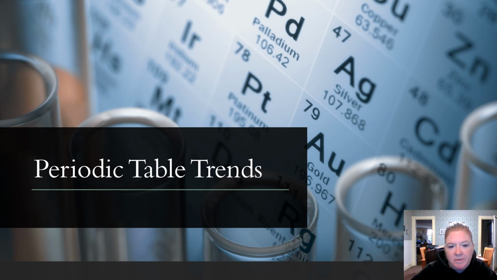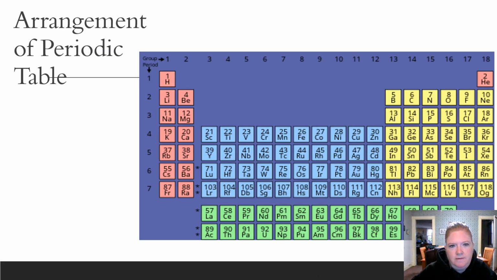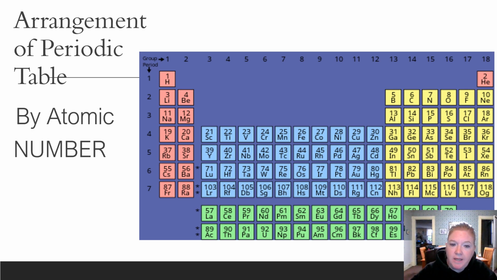All right, it's time to talk periodic table trends. Are you ready? All right, so here's the arrangement of the modern periodic table. And if you recall, it is arranged by atomic number.